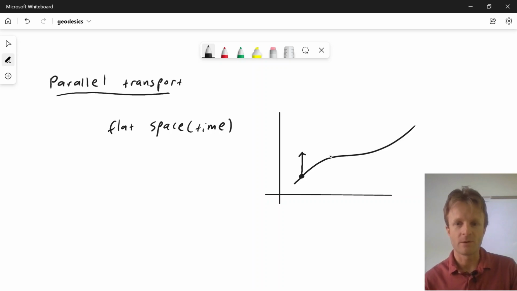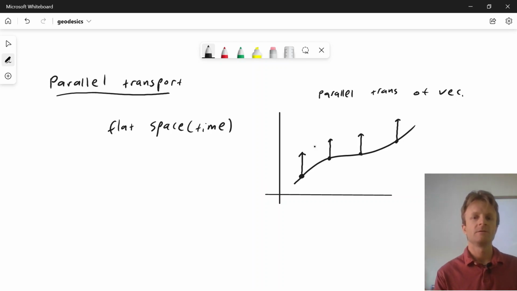And you would know how to do that. You would just keep it going up, right? There's not really any ambiguity. So this is what we mean by parallel transport of the vector. You just keep it going in the same direction.